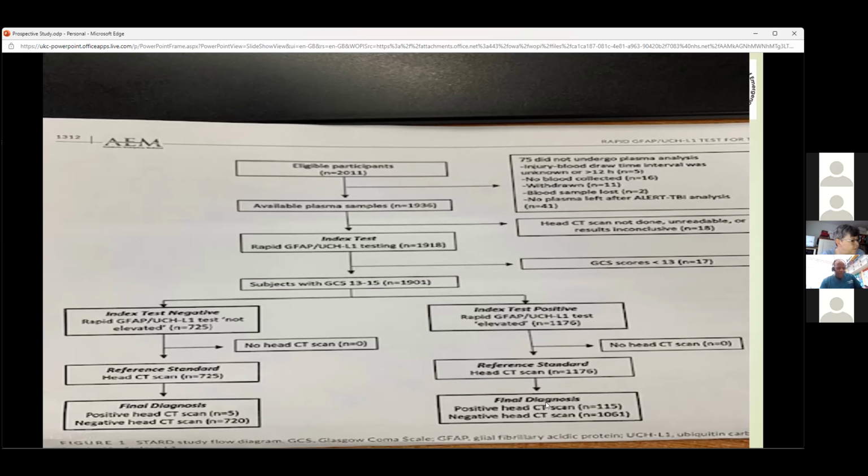Question 3, did all patients get diagnostic test and reference standard? The answer is yes. Patients who were enrolled for the study had both a blood test and a CT scan of the head. The only exceptions to the rule were if the patients could not have blood tests done for some other reason, or if they had difficult IV access, or if they withdrew from the study. So here, every patient had to have a blood test and CT scan.